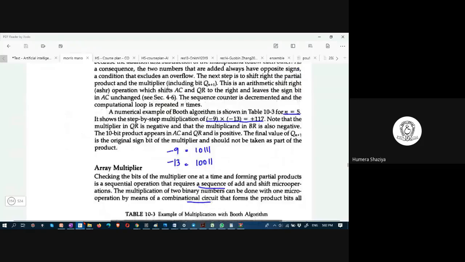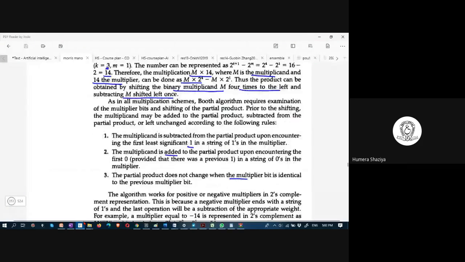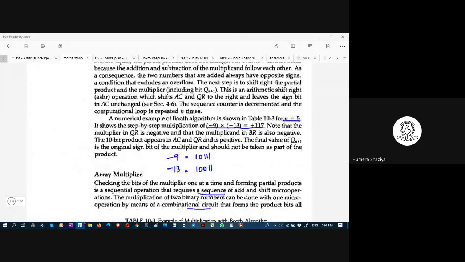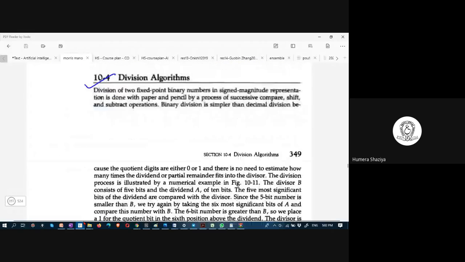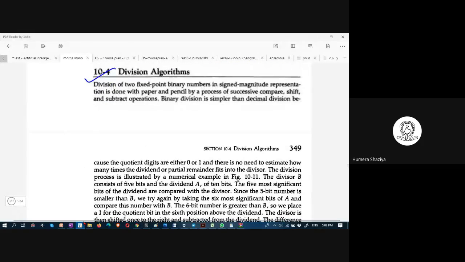All of you are clear with the earlier algorithms for multiplication, addition and subtraction. Today we will study division algorithms. How do we do division in decimal using decimal numbers?